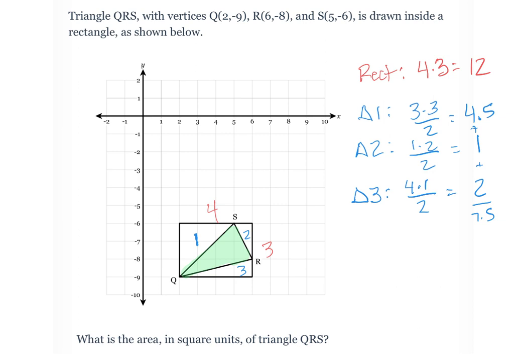And I'm going to subtract that from 12. So our green shaded region is 12 minus 7.5, which is 4.5. And we don't have any units, so units squared.